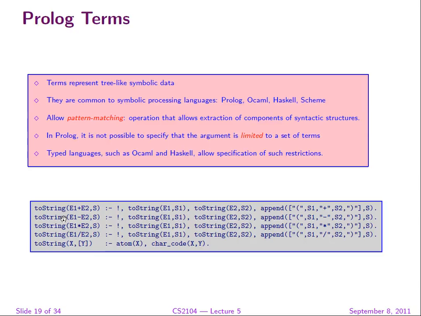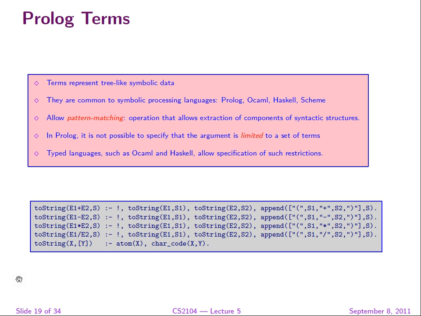It's not common just to Prolog. It also appears in languages such as OCaml and Haskell. But Prolog is untyped, whereas OCaml and Haskell are typed. So this is a very simple function that converts a syntax tree into a fully parenthesized expression, right? And this is a Prolog program.